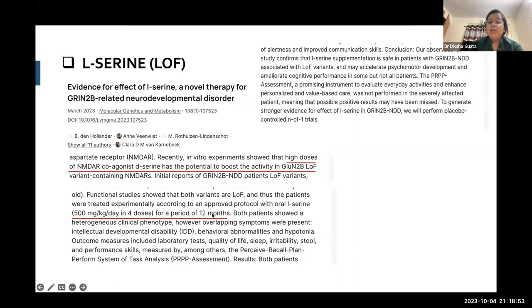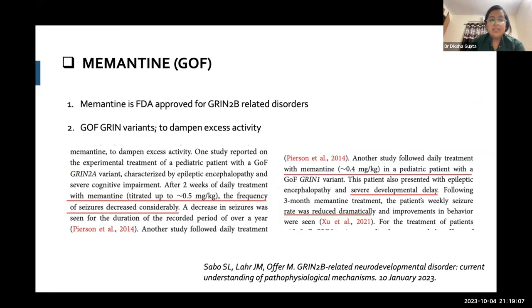And they had given it for a period of 12 months. Also, they showed that it may accelerate the psychomotor development, and it does not have any side effects. So we also purchased GRIN L-serine and started the patient on L-serine, looking for the response further.